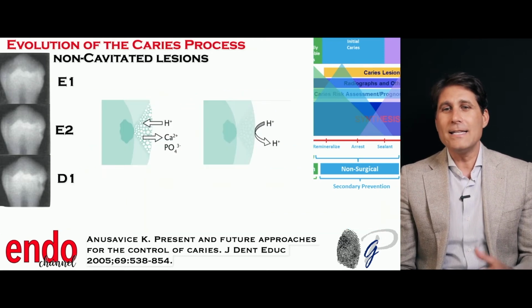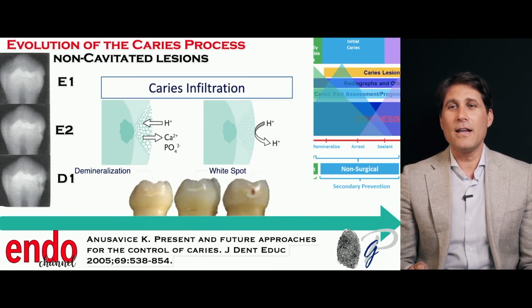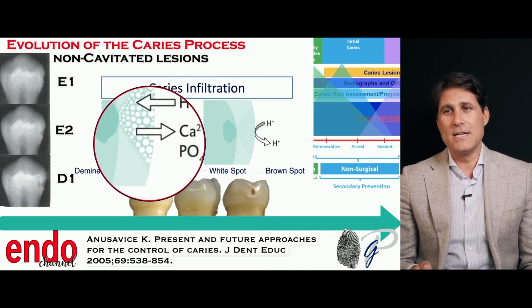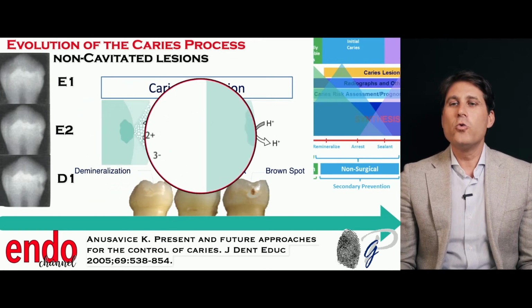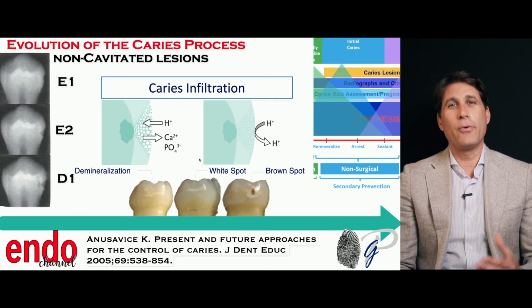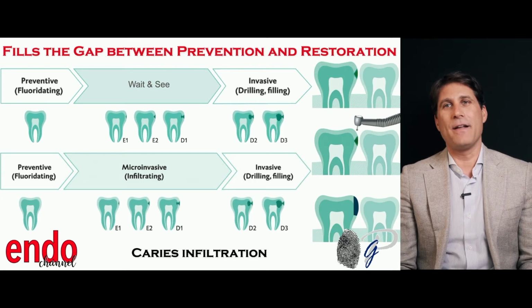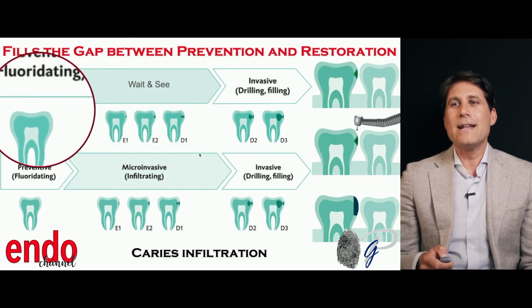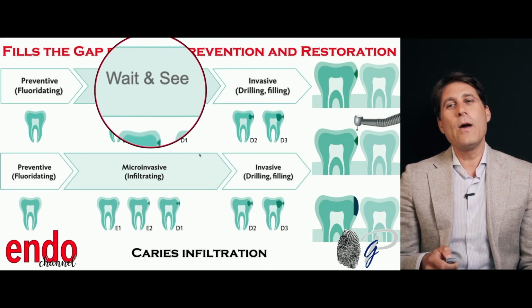So today, in this case, we can proceed with carious infiltration. Carious infiltration aims to change the demineralized part of the enamel and the initial dentin, and to make it resistant again to progression, to arrest the lesion. So this treatment fills the gap between prevention and restoration, the fluoridating preventive treatment and the invasive drilling and filling. So this fills the gap in which we wait and see.